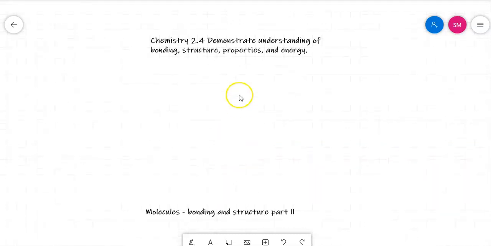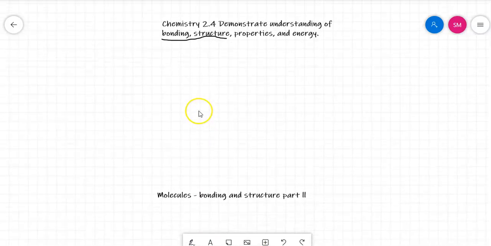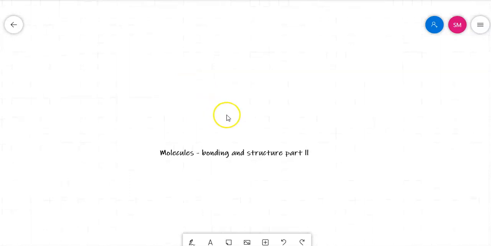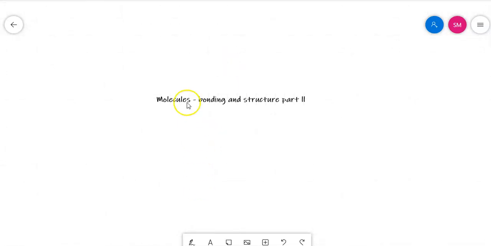So just a reminder, we're doing chemistry 2.4. Previously, the videos we've looked at have been ionic compounds, bonding and structure. And in this video, we're looking at bonding and structure of molecules, and there will be two other substances that we're going to look at the bonding and structure of. So molecules, bonding and structure. In the last video, we started looking at what molecules were.